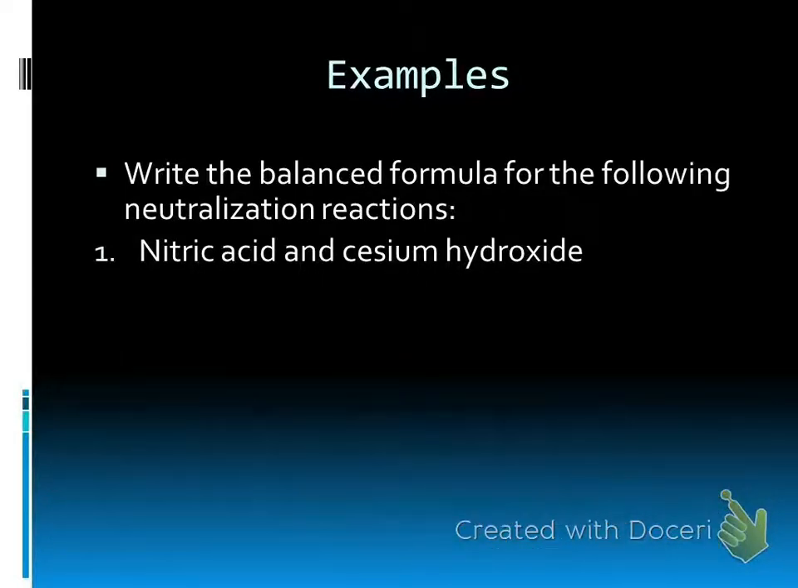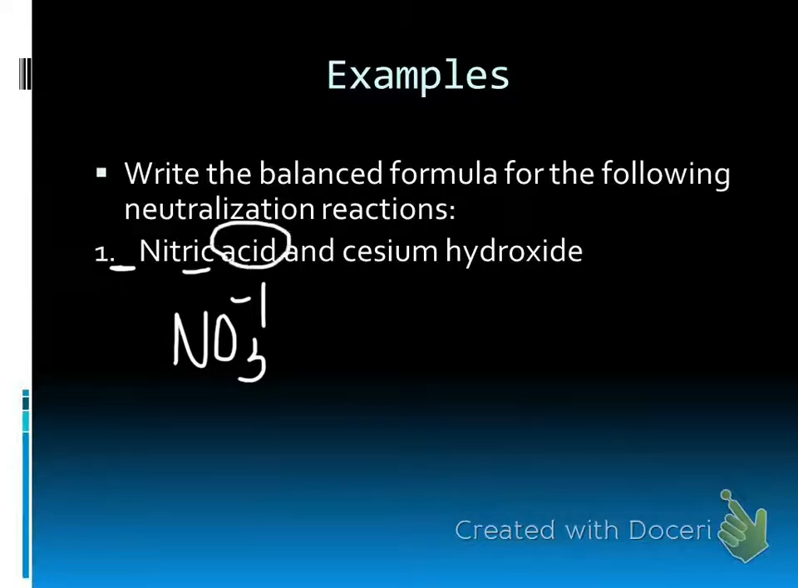So here we have nitric acid. There's no hydro, so I know this has to be a polyatomic ion. It ends in ic, so it must come from nitrate. So we look up the formula for nitrate on your polyatomic ion sheet, and we see it has a -1 charge. Now, since it's an acid, the hydrogen has to be in the first position. So I'm going to put a hydrogen here. Check the charge here. Hydrogen's a +1, nitrate's a -1, so it's a 1-to-1 ratio.